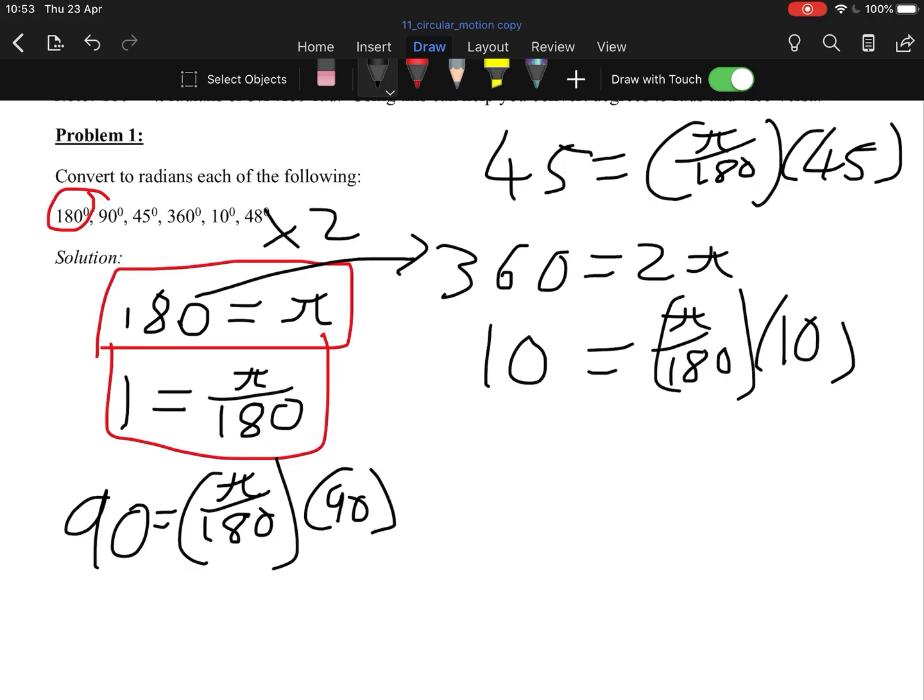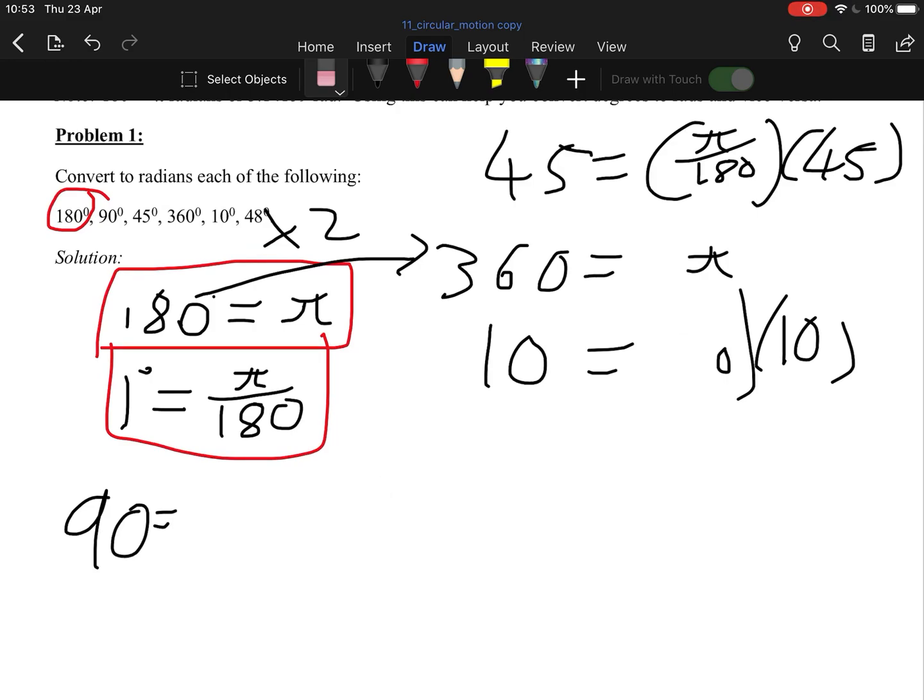You get the idea. So that's how you do it. That's all you ever do. If you're given an angle, you say, okay, how do we answer this? 180 degrees equals pi, so therefore 1 degree equals pi divided by 180. After that, you just multiply it by whatever number you're looking for.